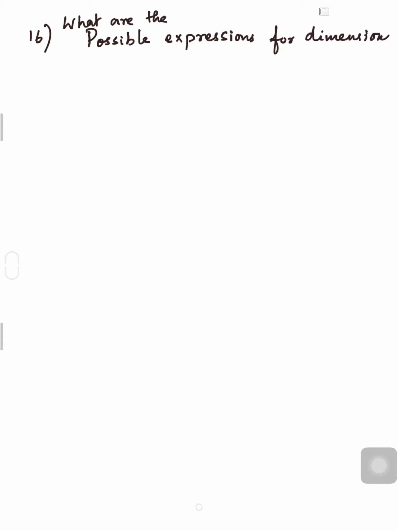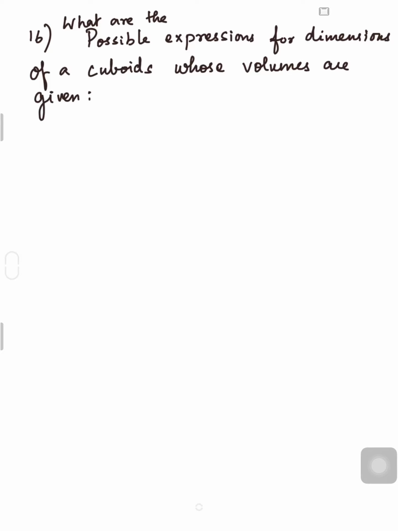Let me do the last problem in this exercise. Here they told you to find the possible expressions for the dimensions of a cuboid. What are the dimensions of a cuboid? Yes, length, breadth and height, whose volumes are given. So volumes are given, you have to find the dimensions, that is the length, breadth and height of the cuboid.